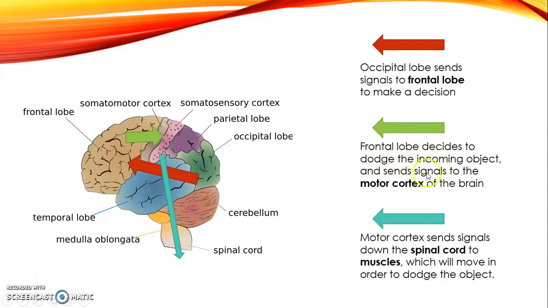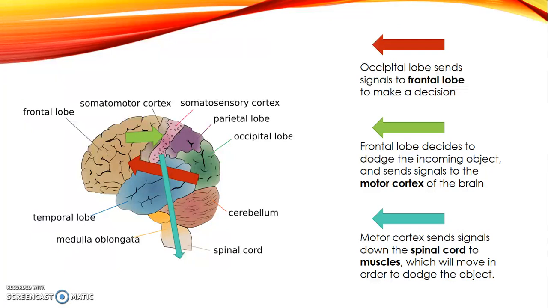And it's going to send a signal to the motor cortex of the brain. Now, the motor cortex is the part of the brain that controls movement. So the motor cortex is going to send a signal down the spinal cord through the muscles, which will allow Alex to dodge the object.